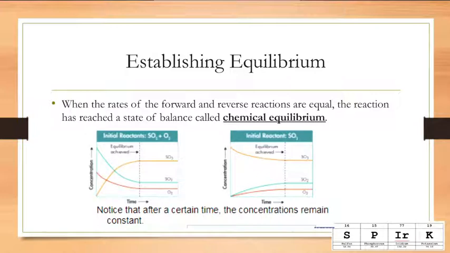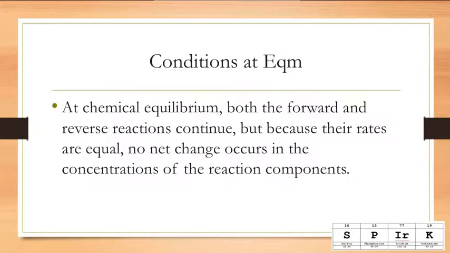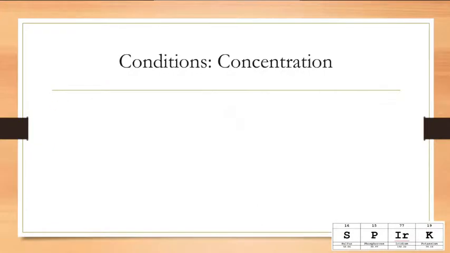When the rates of the forward and reverse reaction are equal, the reaction has reached a state of balance called chemical equilibrium. Notice in these graphs that after a certain time, the concentrations remain constant. At chemical equilibrium, both the forward and reverse reactions continue, but because their rates are equal, no net change occurs in the concentrations of the reaction components. So what that means is once they reach equilibrium, the reaction does not stop. They keep happening, but they're happening at the same rate.